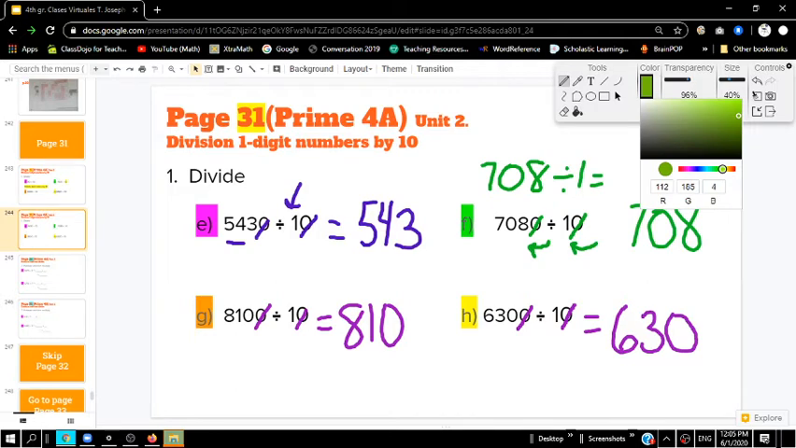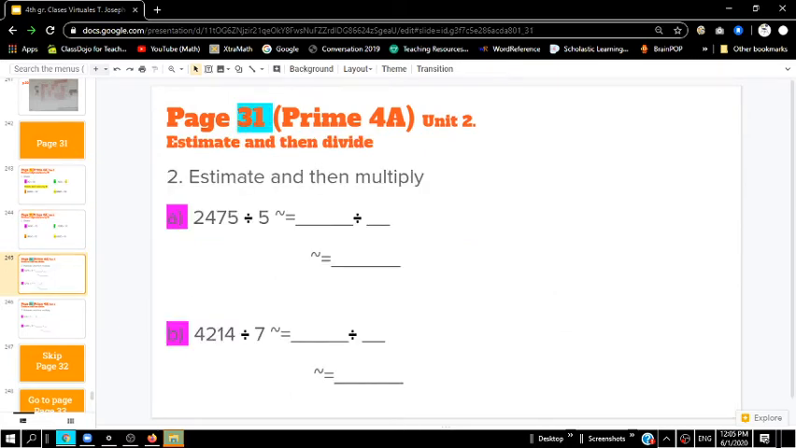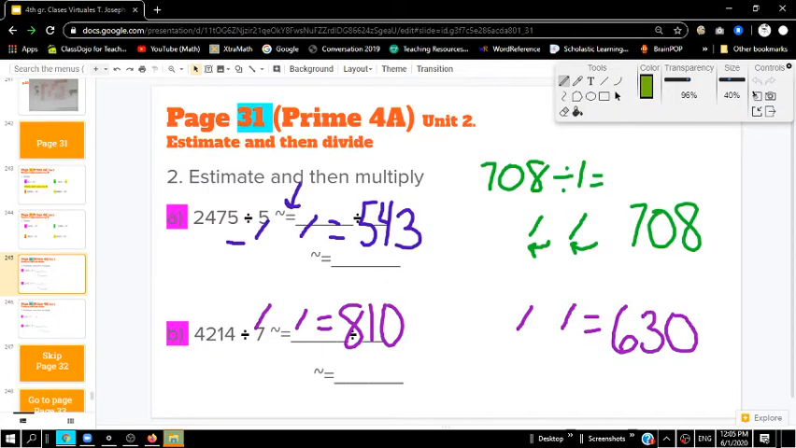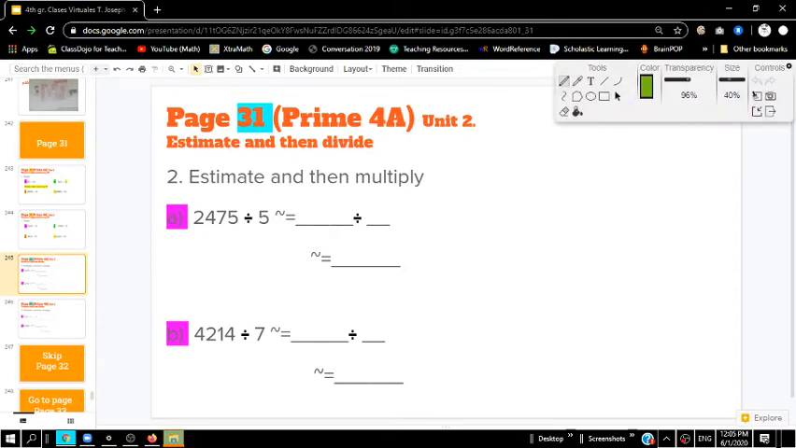All right, those are pretty simple problems. Hopefully you understood that. What we're going to do now is a different concept. This concept is division, but it's also estimation. So if you have not understood the process of estimation, I would recommend that you go back to page 27 to understand the concept of estimation a little bit better. So let's continue with the next problem. On page 31 on the bottom, we are dividing.